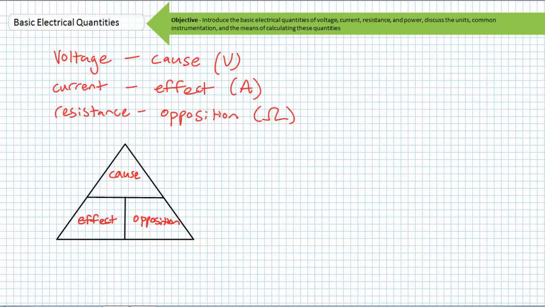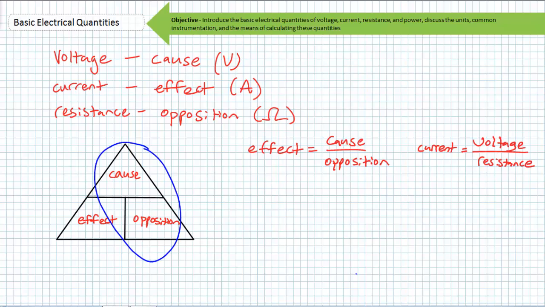I'll devote another entire lecture to the single topic of Ohm's law, so I want you to remain in a state of unblinking cat-like alertness until then. In the meantime, just think of the terms cause, effect, and opposition. If you know the cause and opposition, you can determine the effect by dividing cause by opposition. Or in this case, if we know the voltage and resistance, we can determine the current.